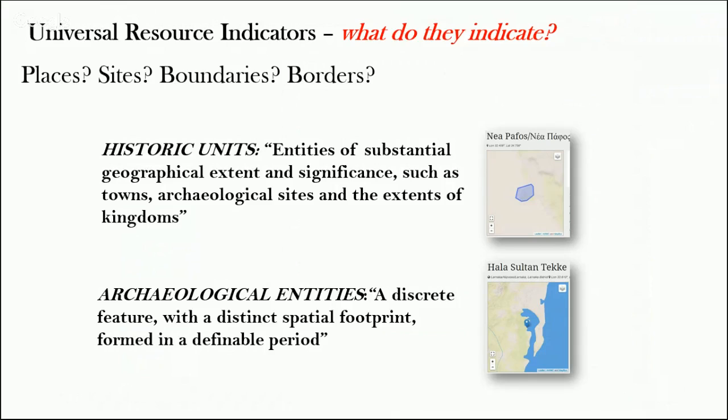Now, these are discrete features with distinct spatial footprints, which are formed in a definable period. The archaeologists in the room who have worked with a single context recording system might see where we were coming from with this. A single context in the single context recording system is a piece of physical evidence which was created and deposited at a distinct period in history. It can be linked in a structure. So that was our reasoning.